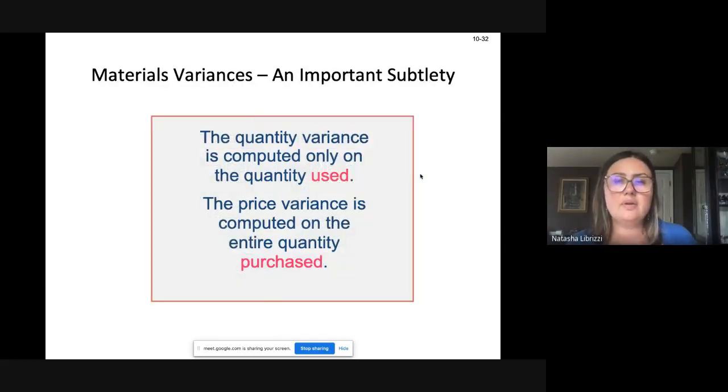The quantity variance is computed only on the quantity used, and the price variance is computed entirely on the quantity purchased. This is the one I mentioned to you. It's a very easy problem when both are the same, but when they're not, it becomes a little more complicated, and we're going to look at one of those in a second.